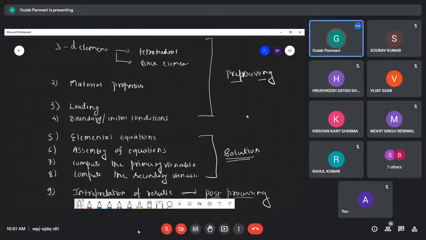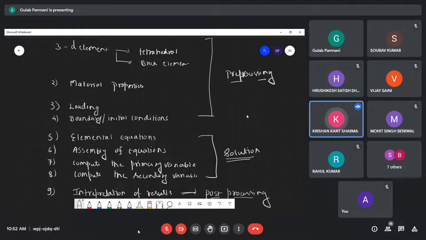Yes sir. And after that, discretize or element choose, we give the properties and choose the properties for which kind of analysis we have, like stress strain analysis. After that, we apply the loading condition on the element, and after the loading condition, we choose the boundary conditions for the analysis. These are the pre-processing steps in software.